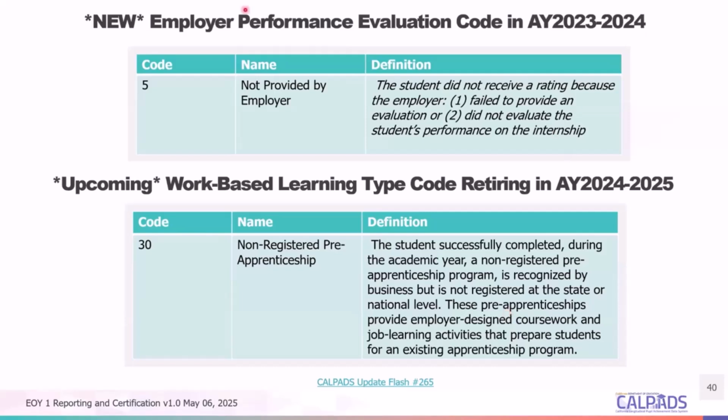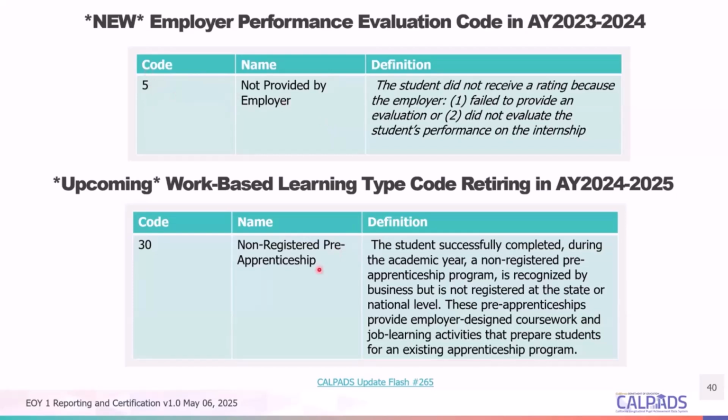And then, of course, this is not new anymore, but again, just a reminder, if the employer evaluation code was not populated or if the internship does not provide an evaluation, just put a code 5 in there. That way there is a value in the record because it's a required field. Actually now it's a required field, so just indicate a 5.